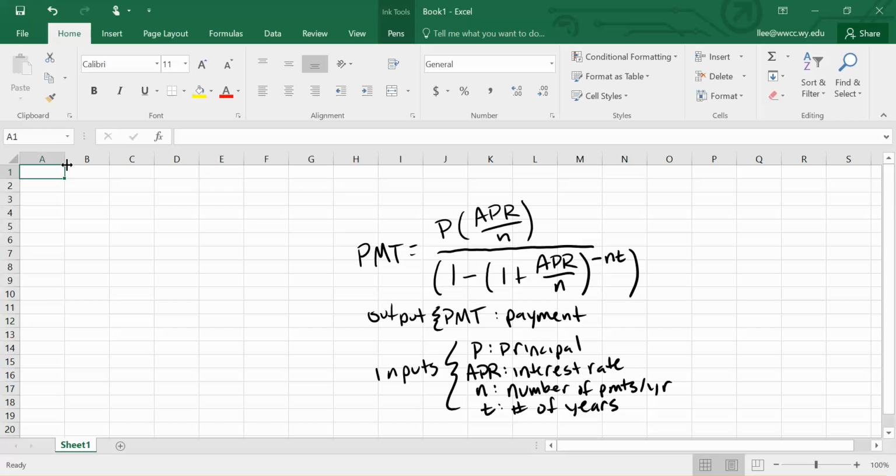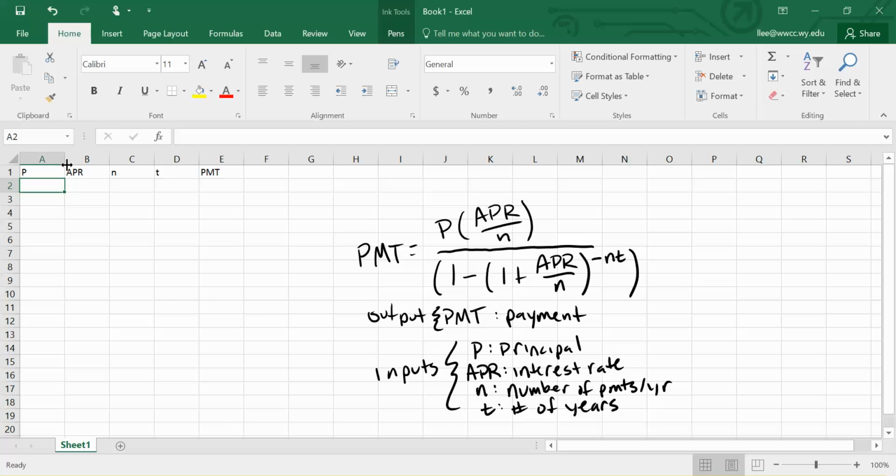So just to be clear, let's go ahead and type, just so we could keep better track, all of our inputs up in the first row and have the output in column E.